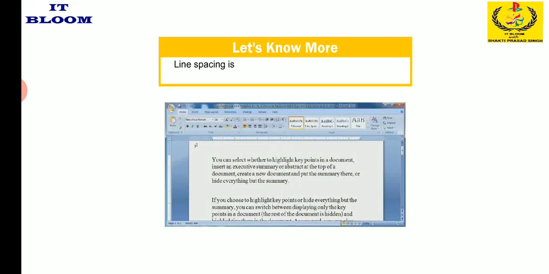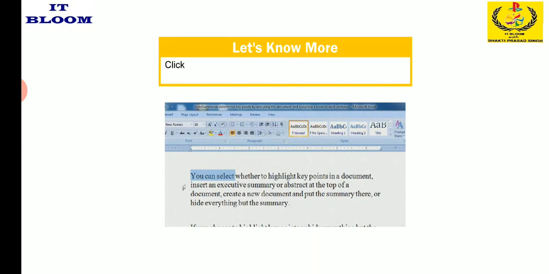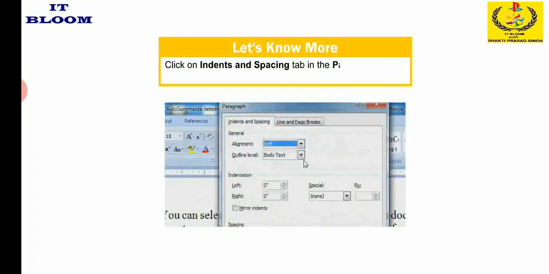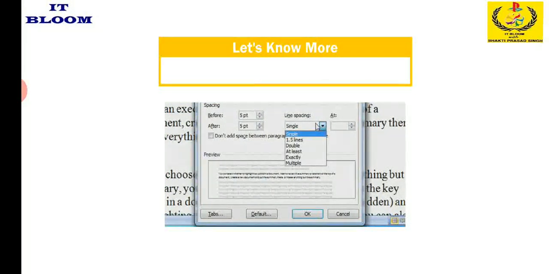Line spacing is the amount of space between the lines of text in a paragraph. Click on Indents and Spacing tab in the Paragraph dialog box and click on the drop-down menu of Line Spacing. Select any line spacing option.